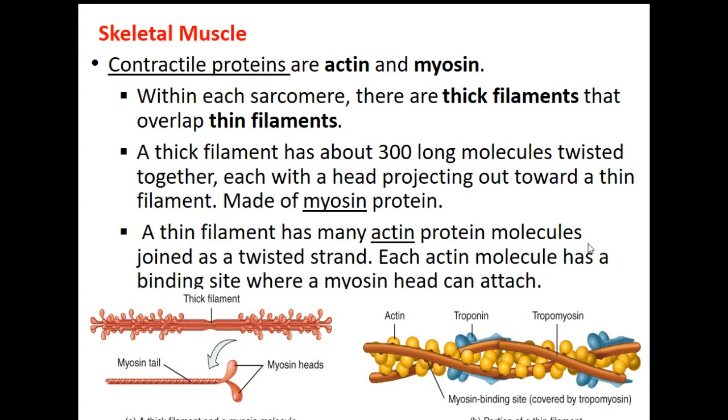That's why they're called the regulatory proteins, troponin and tropomyosin. They regulate when the actin binding sites are covered or uncovered, so that the muscle fiber can either not contract or it can contract.